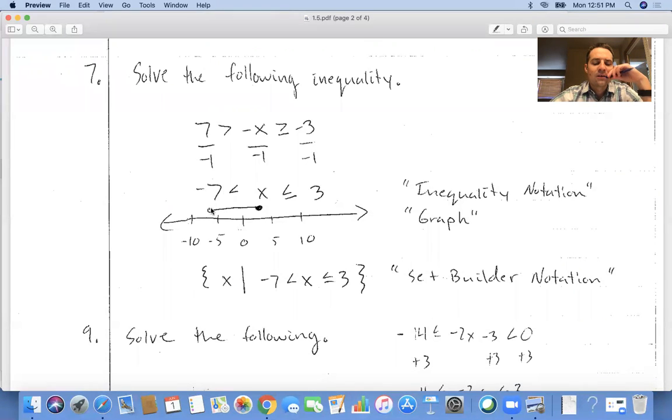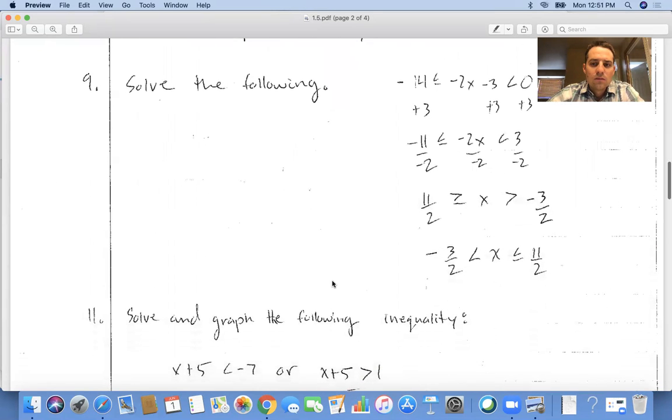Negative 7 is not included. 3 is shaded with a closed circle because it is included. And there's the set notation: x such that negative 7 is less than x, less than or equal to 3. Number 9, I'll show you that one.